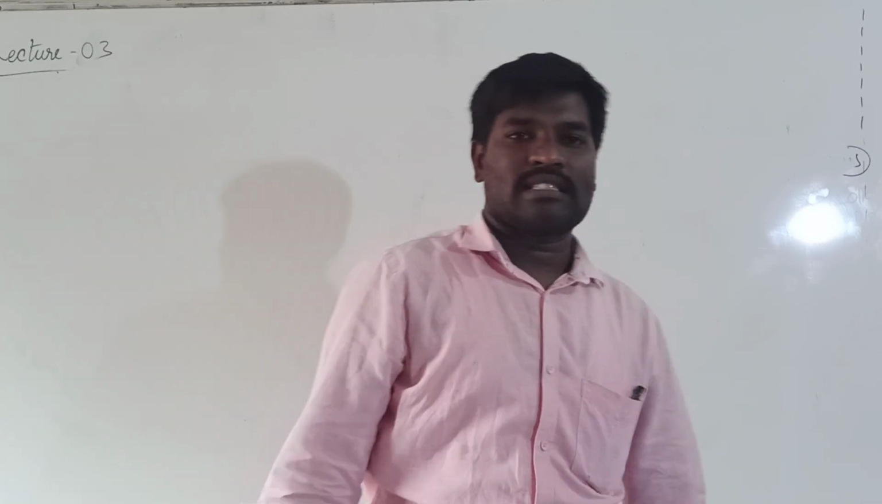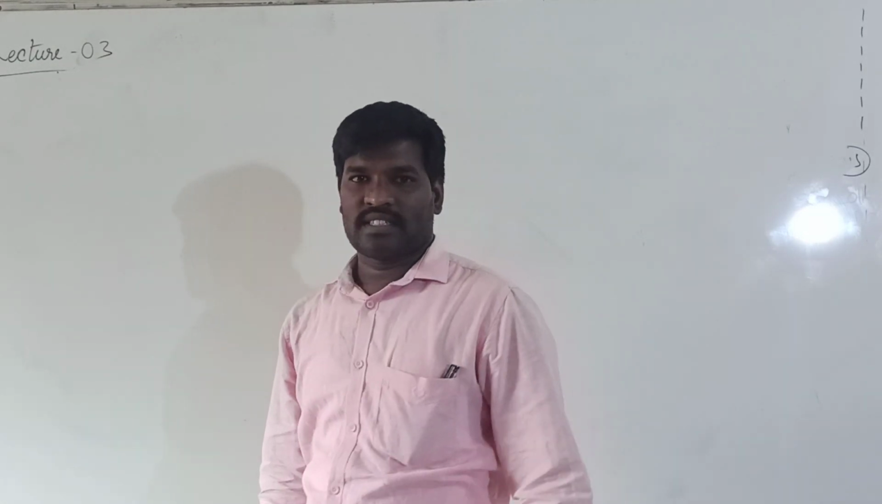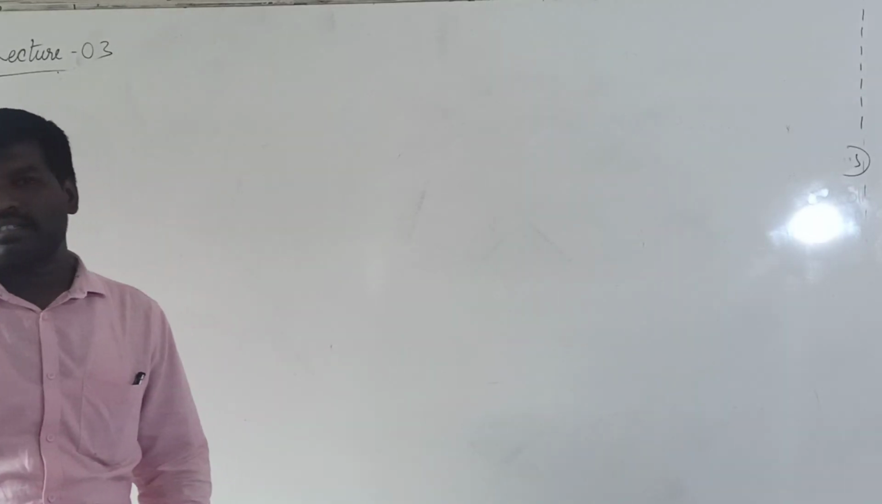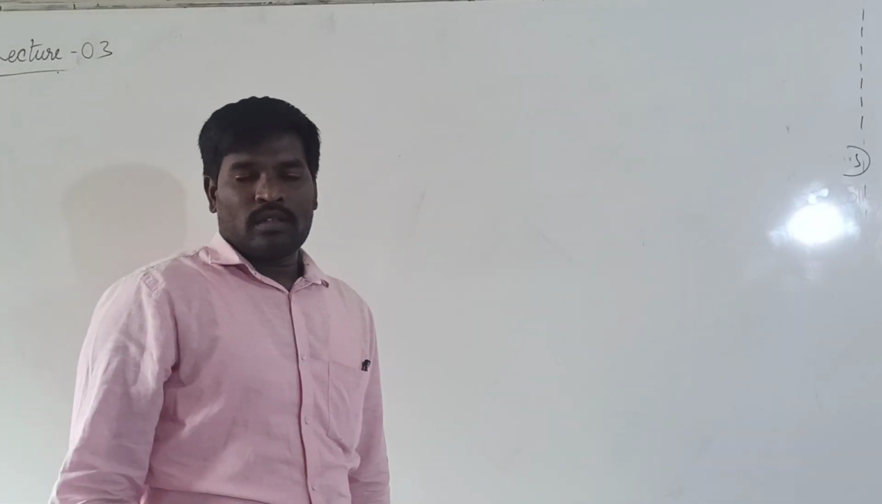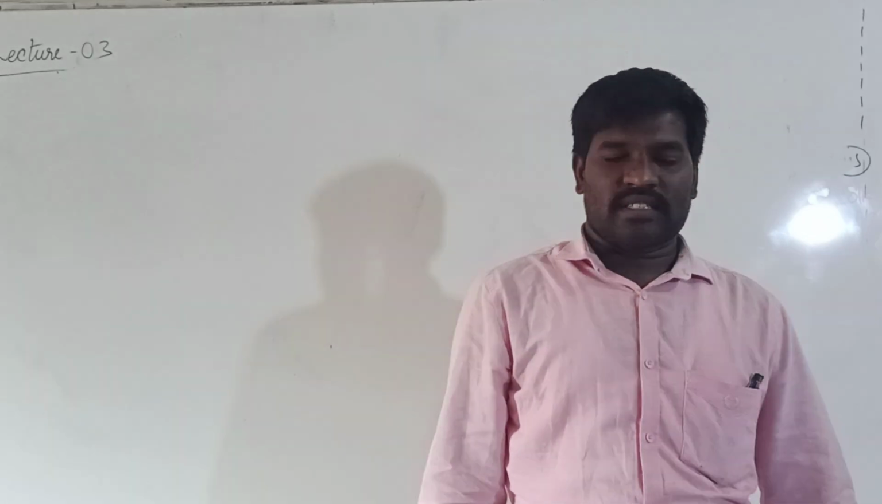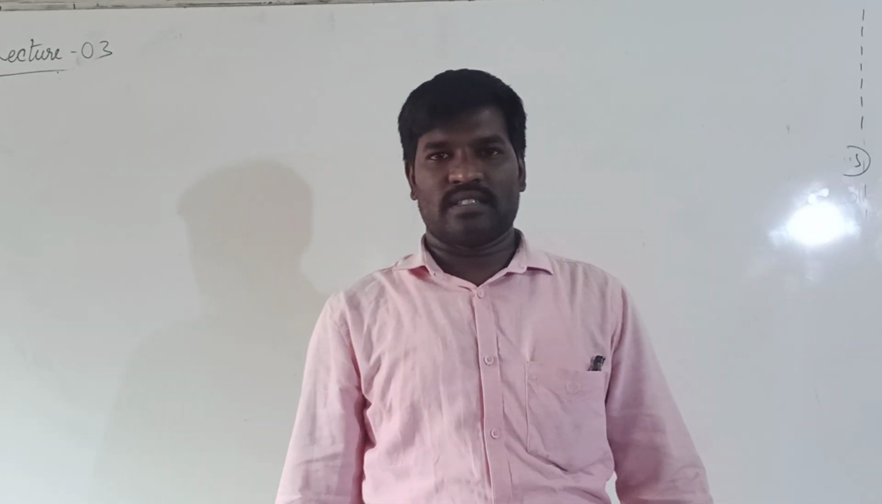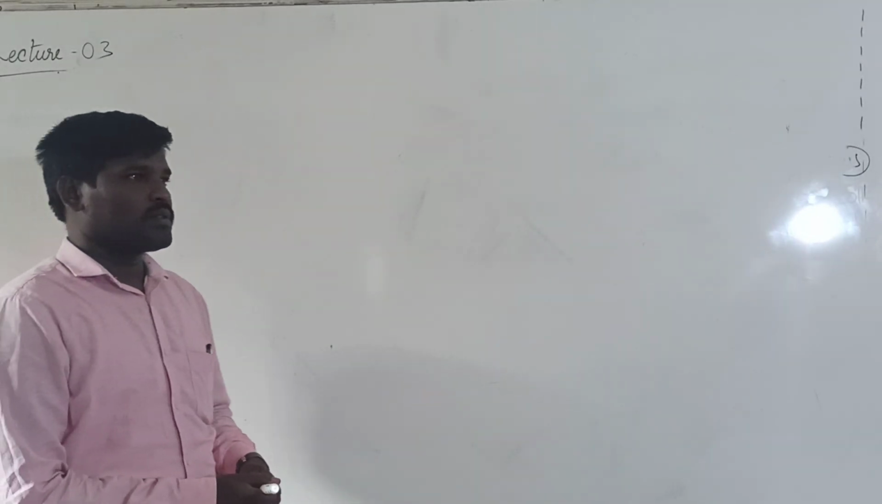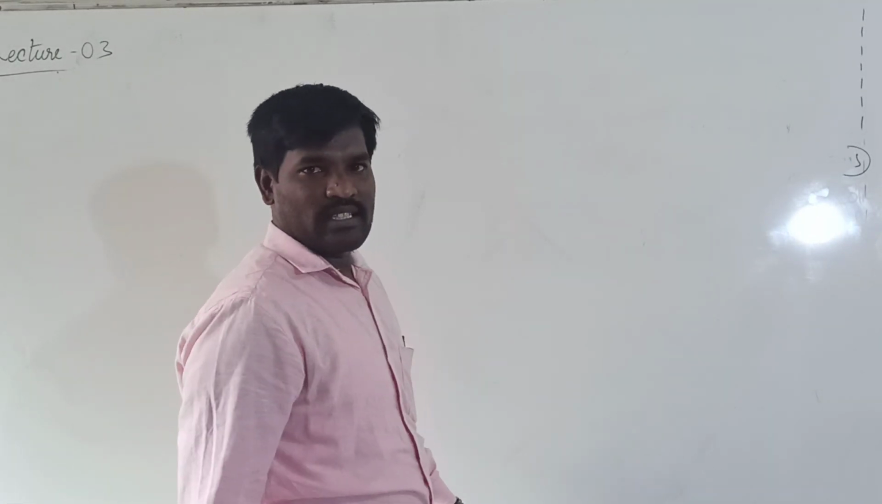Dear students, in the last class we already discussed the constructor and types of constructor. In the types of constructor there are three types. First one is default or zero constructor, second one is parameterized constructor, third one is copy constructor. Now we have to discuss the parameterized constructor.